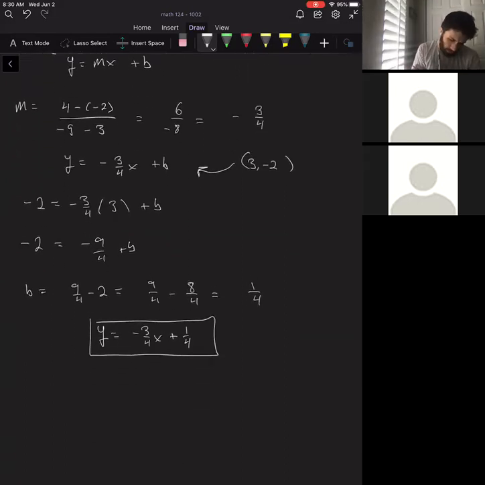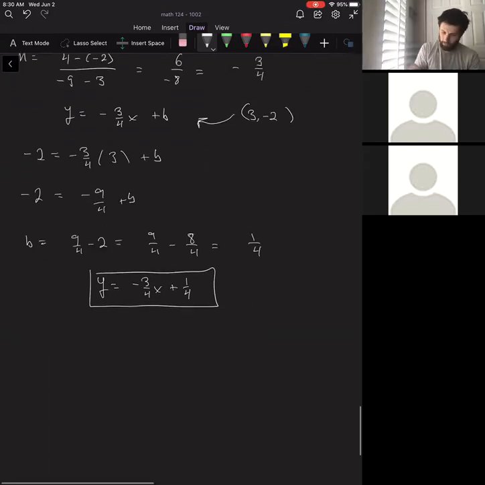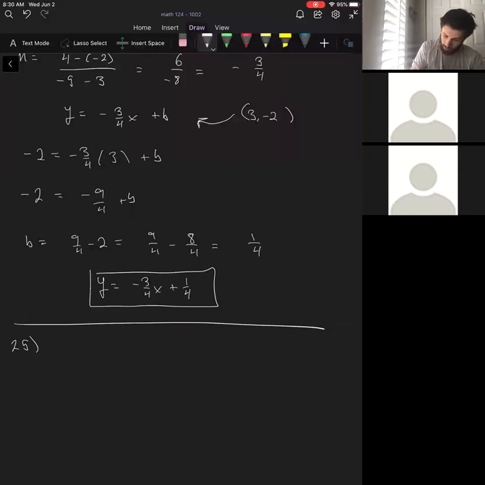Okay. Perpendicular. Let's do 25. So 25 is we want to determine whether these given lines are perpendicular, parallel, or neither. So determine whether the lines are parallel, perpendicular, or neither.